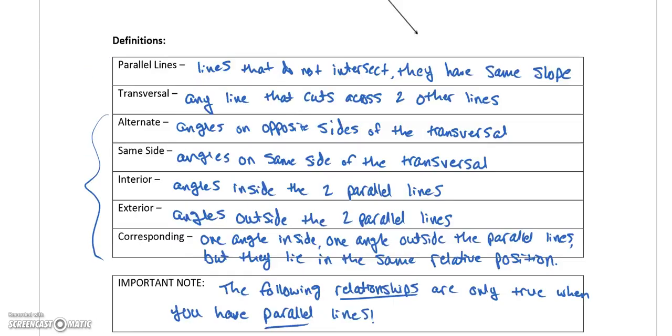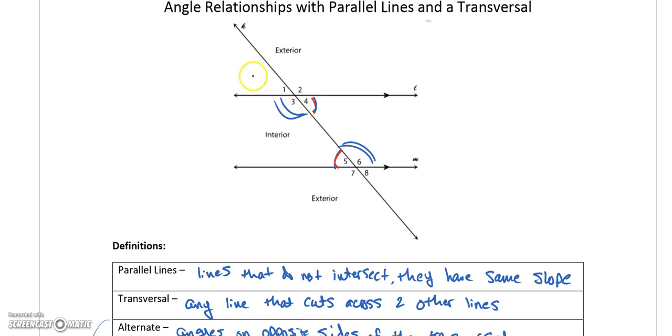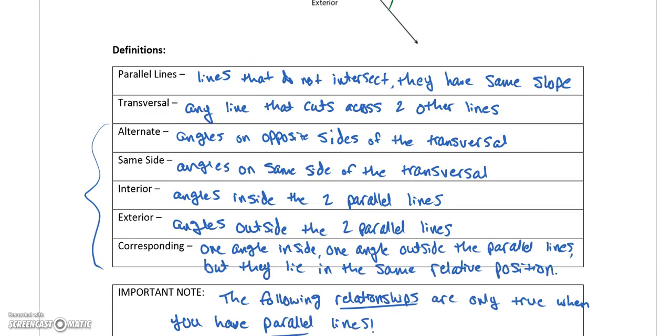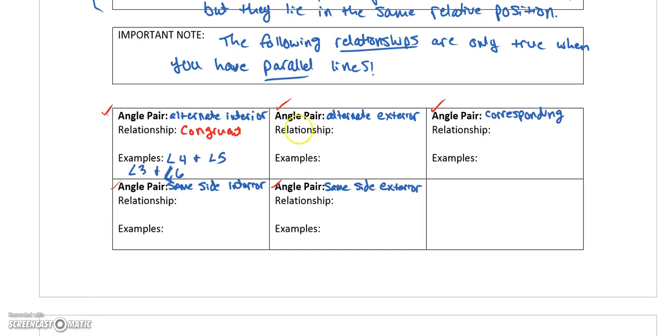Alternate exterior angles. Now I'm talking about angles on the exterior, so above and below my parallel lines. And alternate means one on either side of my transversal. So angle 2 and angle 7 are alternate exterior. Angle 1 and angle 8 are alternate exterior angles. So 2 and 7, and angle 1 and angle 8. These are also going to be congruent to each other.